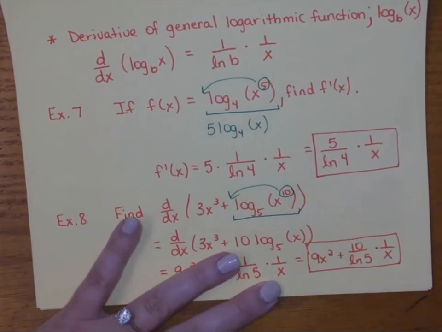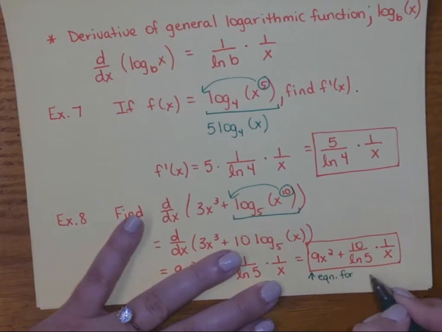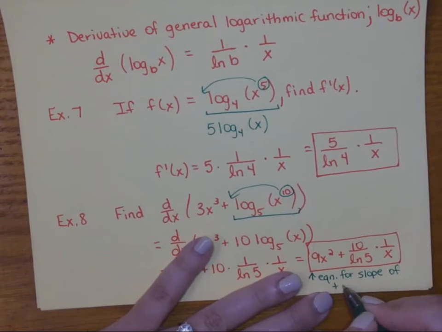And again, not to beat a dead horse, but remember, this is the equation for the slope of the tangent line. No matter how ugly the derivative is when you get it, that is always what it represents.